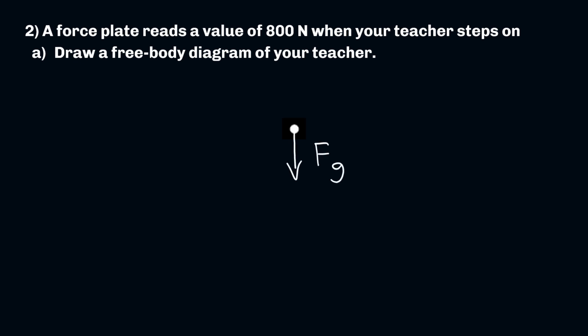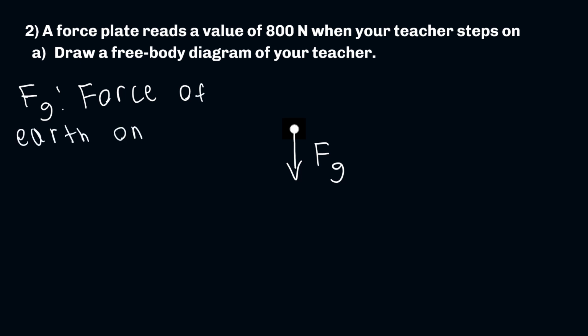Fg. So again, follow your steps for a free body diagram in the fact sheet. So Fg, last time I checked, gravity is pulling us down, so we have that going downwards. And again, I'm going to annotate this on the side. So Fg, that is the force of Earth on the teacher.